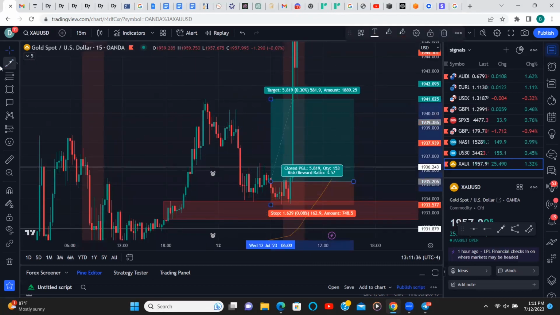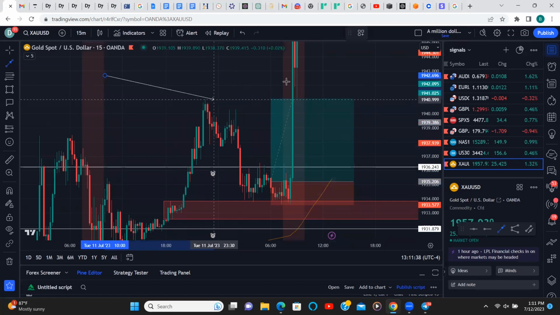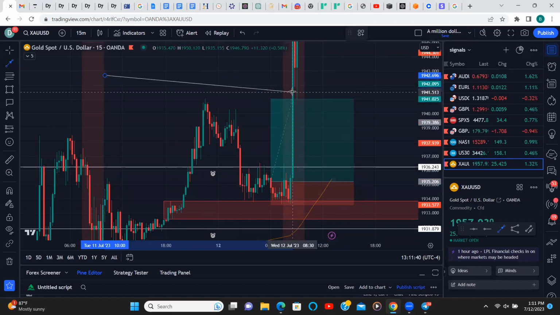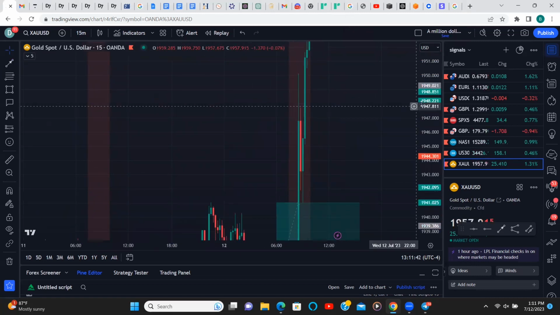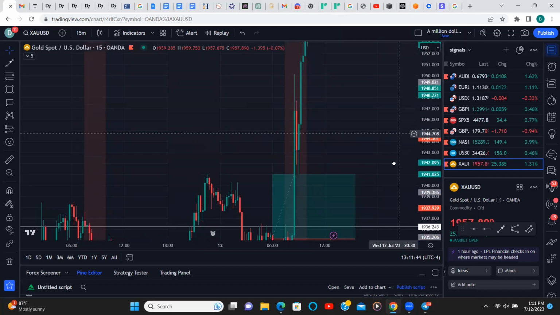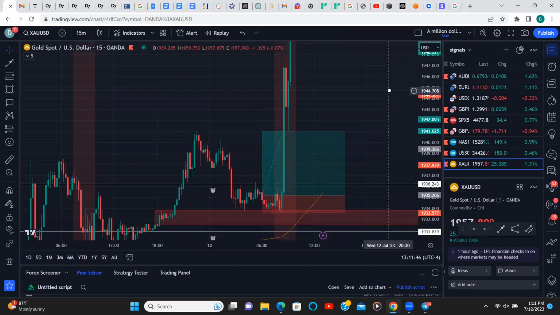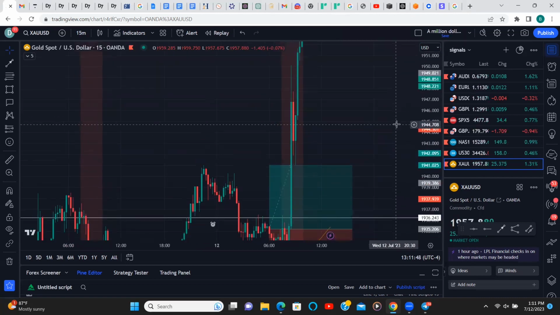another textbook trade. Clear out this high right here. Then eventually price retested the high and decided to keep on going right back up. And that would have been, oh my goodness. I possibly could have got some more entries, but I'm not a greedy trader.